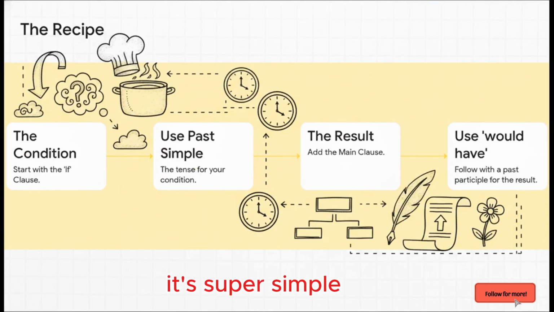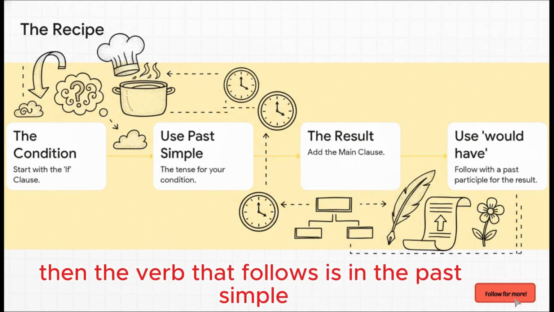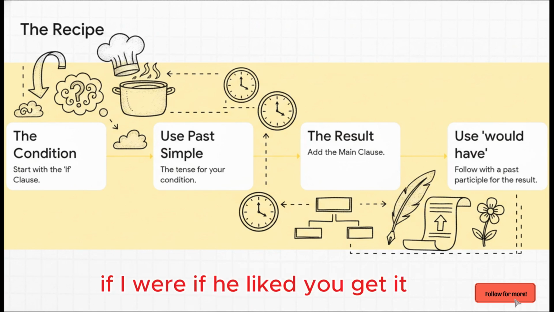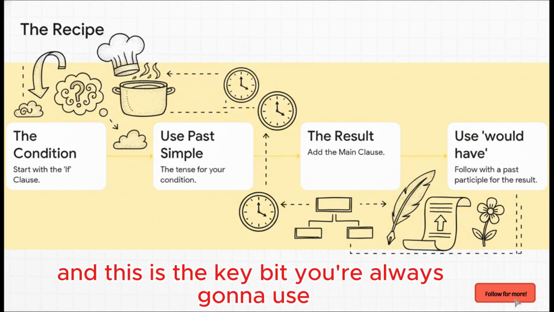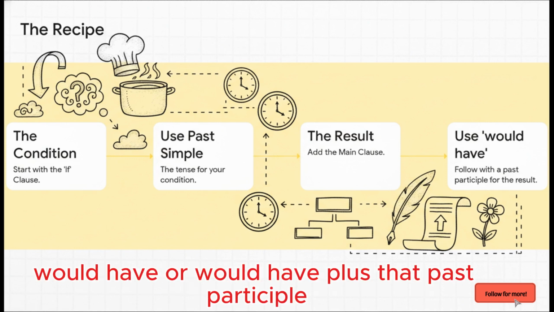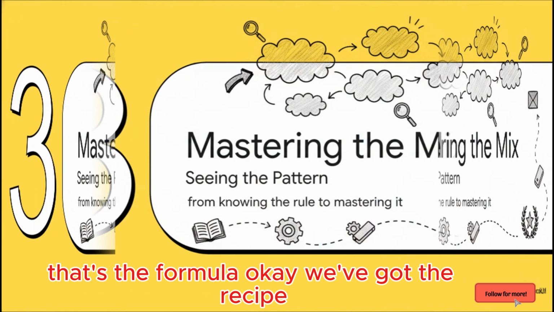It's super simple. First, you start your condition with if. Easy. Then, the verb that follows is in the past simple. If I were, if he liked, you get it. Now for the second half, the result. And this is the key bit. You're always going to use would have, plus that past participle. So would have been, would have enjoyed, that's the formula. Okay, we've got the recipe.